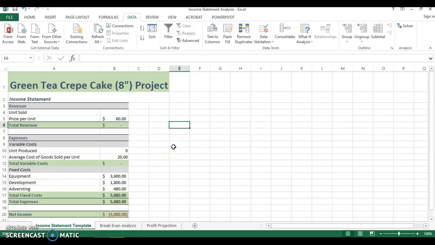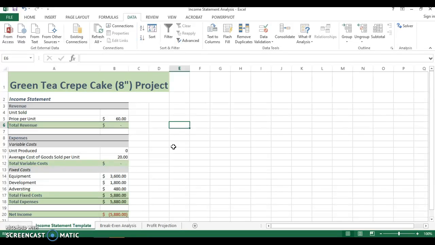The idea of this income statement came from my previous job. I used to work at a coffee shop. One day I was talking with my boss and my coworkers about whether, if we started to sell cakes, there would be more customers and we would make any profit. Unfortunately, my boss decided not to add cakes to the menu. So I found it would be interesting to do an income statement analysis on this final project. I chose green tea crepe cakes because I just love them so much.